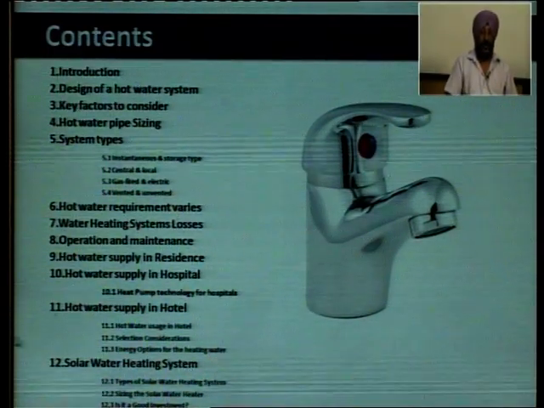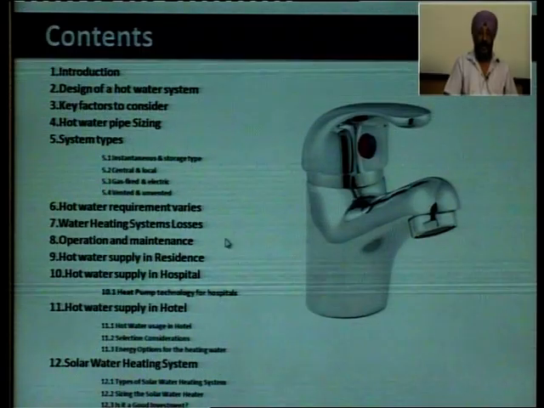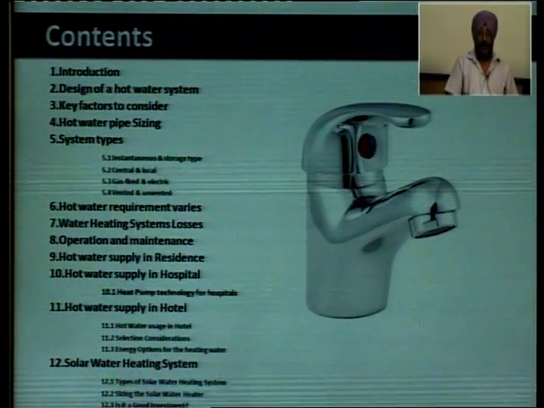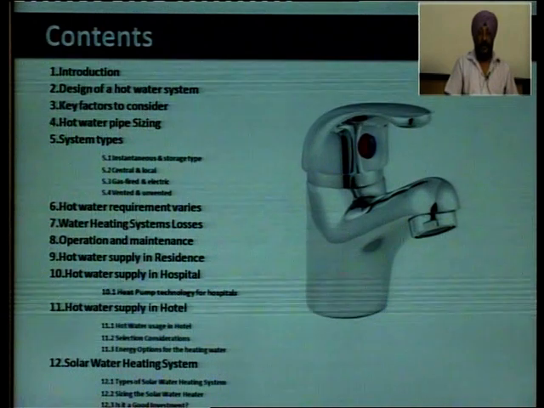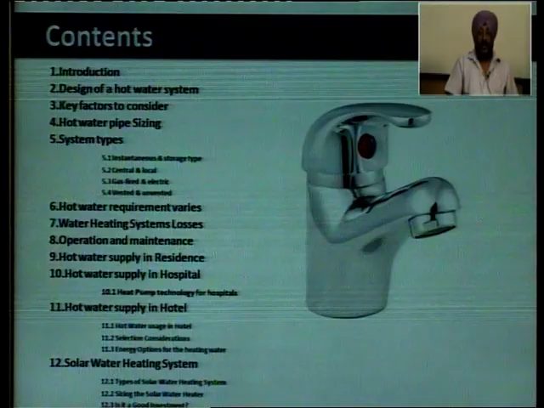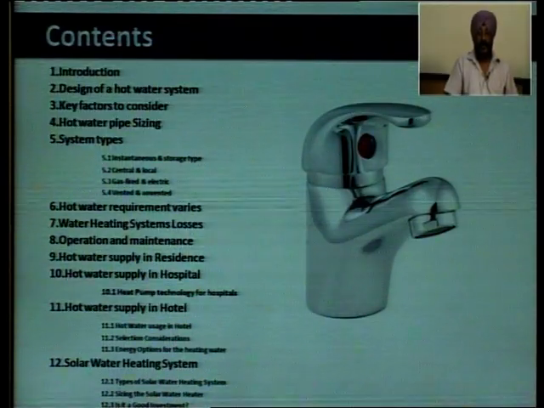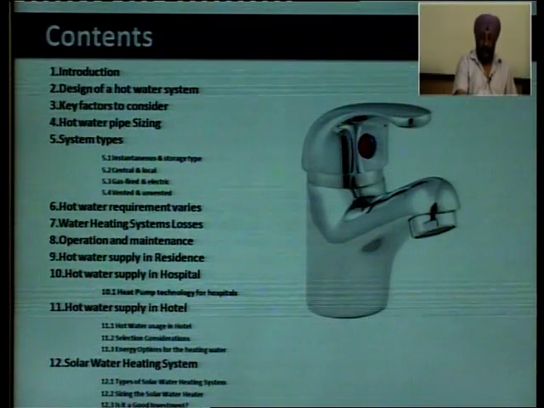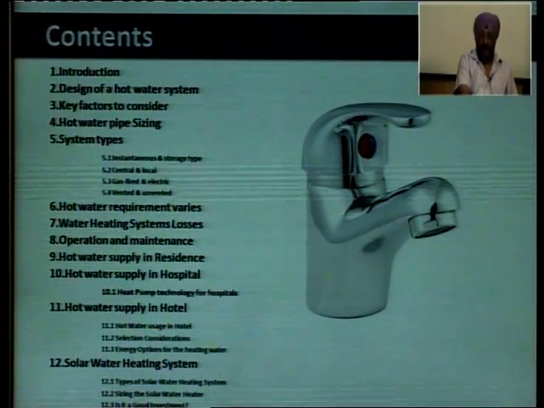So, there are issues about operation and maintenance which shall also be covered, and then we will go on to have a look at hot water supply in residences, in hospitals, in hotels, and also, as I mentioned, we will touch upon the solar heating of water to have hot water supply in our buildings.